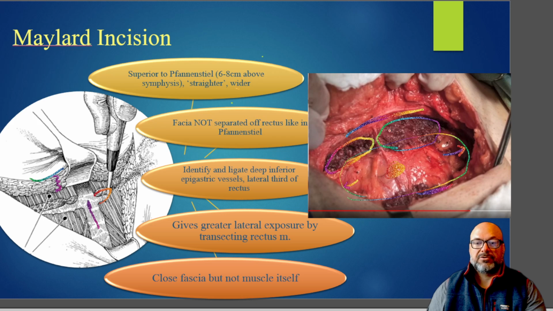When it comes time to close this, I'm not a fan of suturing muscle in any circumstance unless you have a specific area bleeding. But when you close this, you don't close muscle, you close fascia. So by closing the fascial edges, it will bring the two cut surfaces of muscle in close enough proximity that they will heal.